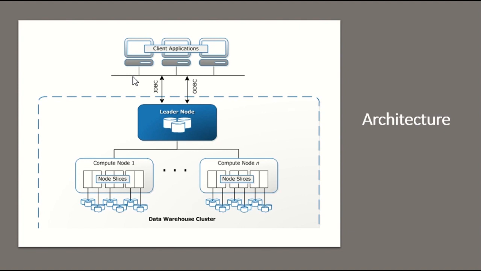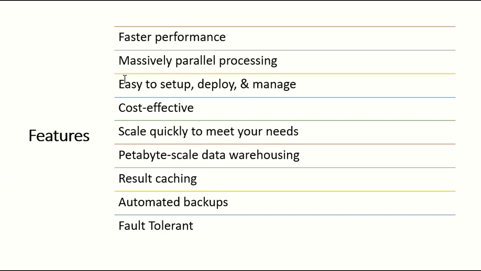So the leader node is going to aggregate the whole of the data and then send it back to the client application. So the components are the leader node and compute nodes, and within the compute nodes there are node slices which hold the particular data. Let's see the features of Redshift. Redshift works in a very smart way when compared to other data warehouses. So let's see what the features are.